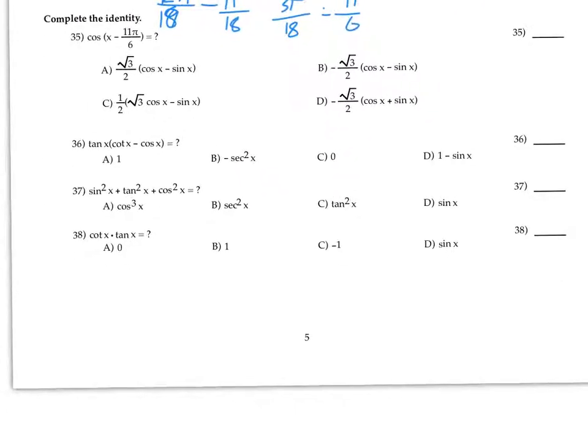For number 35, we're trying to complete the identity. This is another sum and difference one. Oh, we're skipping this one. Yay! We're skipping down to 37. Since sine squared plus cosine squared is 1, that's an identity we need to use. And then we get 1 plus tangent squared is equal to secant squared. That's a second identity. This is a double Pythagorean identity problem.